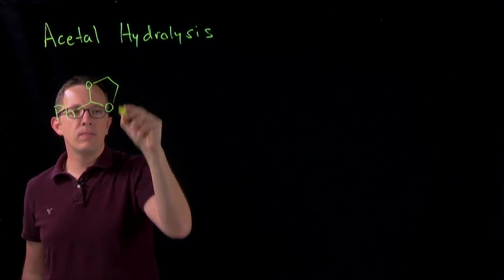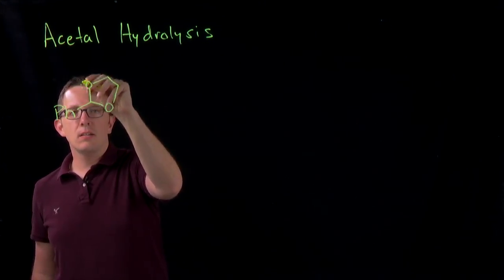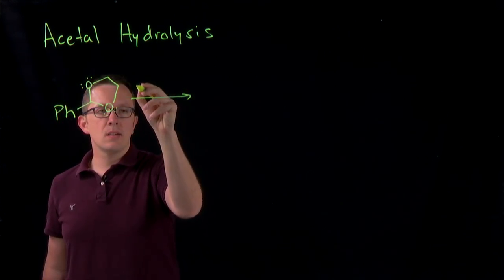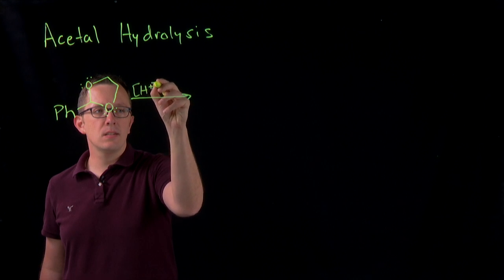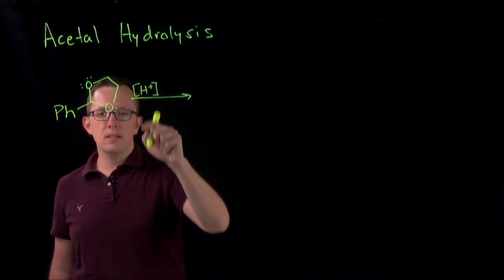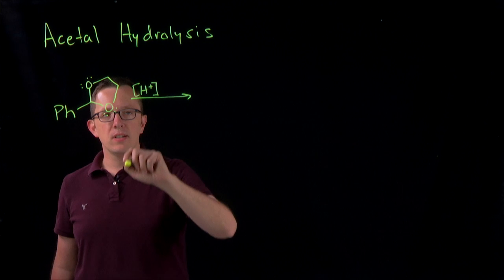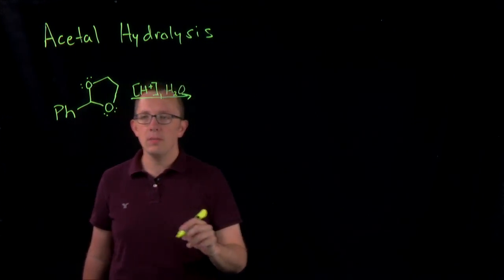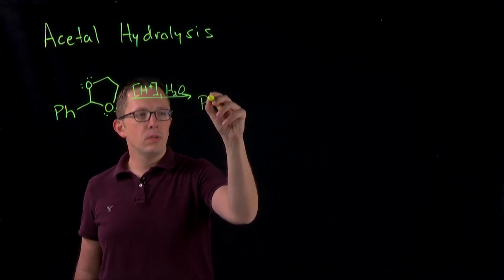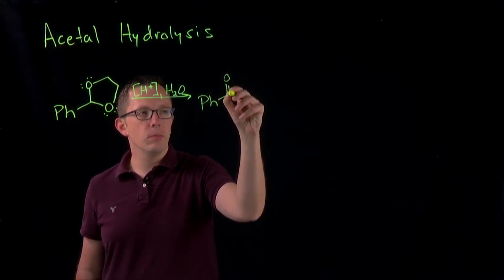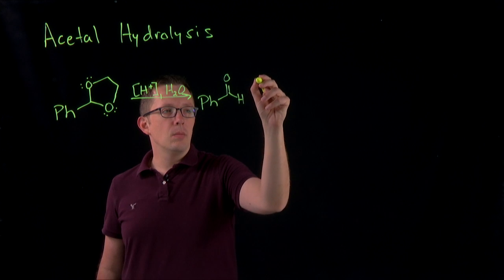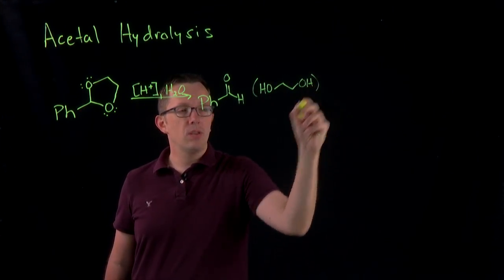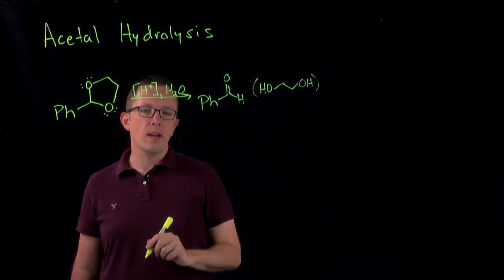So here we're going to start with a benzaldehyde-based acetal. We're going to use this cyclic acetal as our starting material. And we're going to treat this under acid catalysis. So general acid catalysis is represented by the H plus in brackets, and this is done in the presence of water. And the result of this reaction will be the formation of benzaldehyde, and the byproduct will be the diol that we released from our acetal.